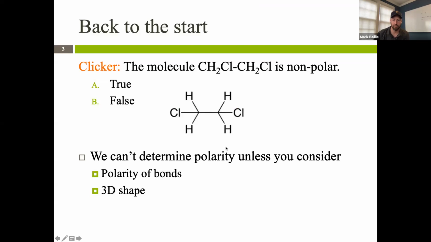This is a two-dimensional drawing. Each one of these carbons has a tetrahedral molecular shape, which means that those chlorines could be sticking both up. And if they're doing that, those dipoles don't cancel each other out. So symmetry is important, but it's most important around a single atom.